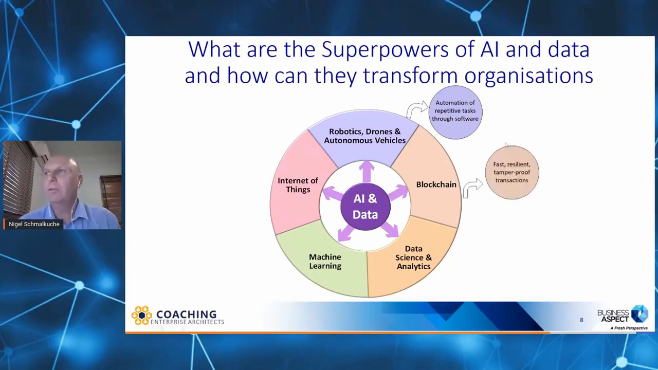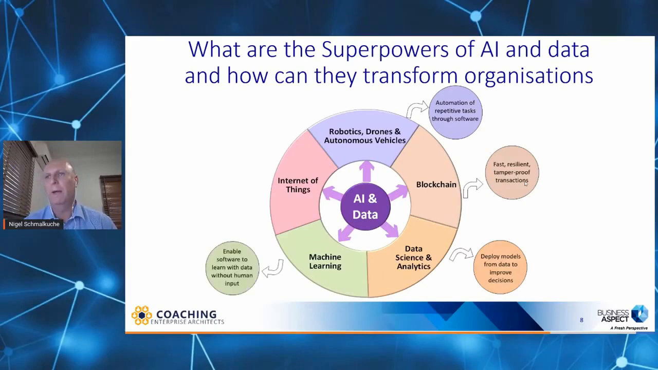So blockchain, what does blockchain do? Well, it's fast, resilient, tamper-proof transactions. So that's one of its big benefits. Data science and analytics, and that's a big field, but you deploy models from data to improve those decisions. And we've talked a bit about that. With machine learning, you enable software to learn with data without human input. And that's an increasingly progressive field as we go.